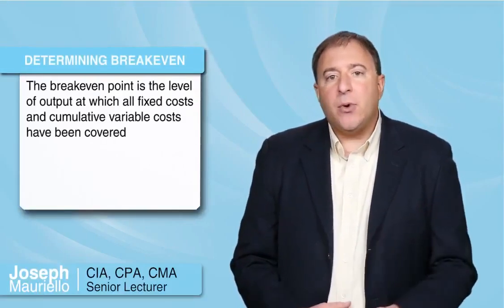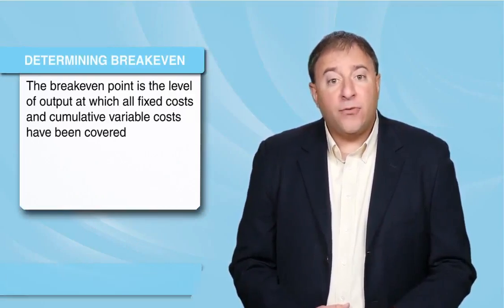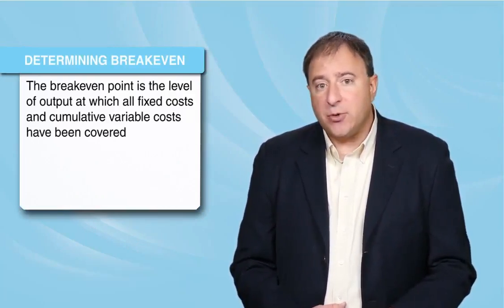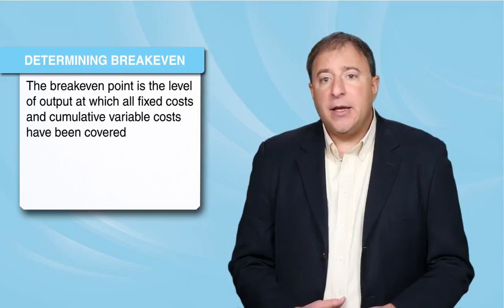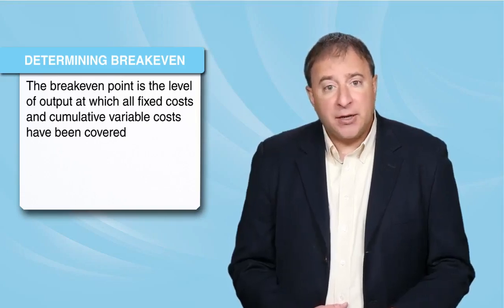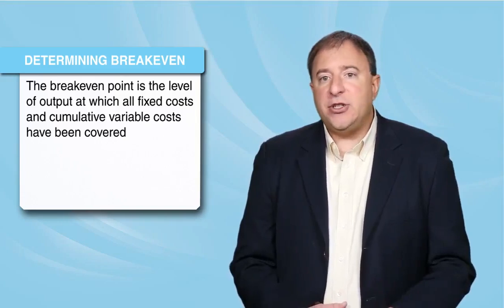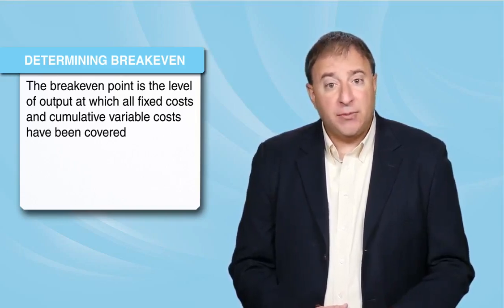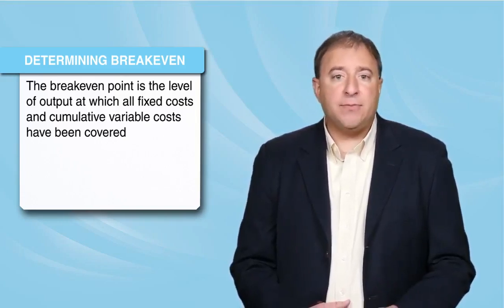Determining the break-even point in units. The break-even point is the level of output at which all fixed costs and cumulative variable costs have been covered. It is the output at which operating income is zero. Each additional unit produced above the break-even point generates the operating profit.